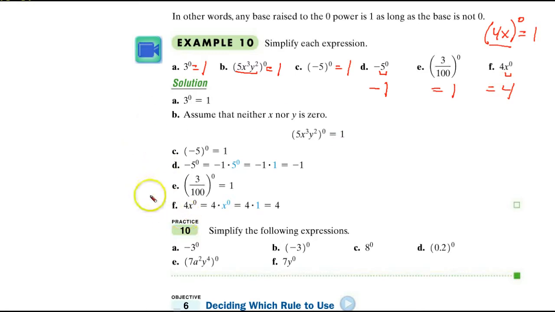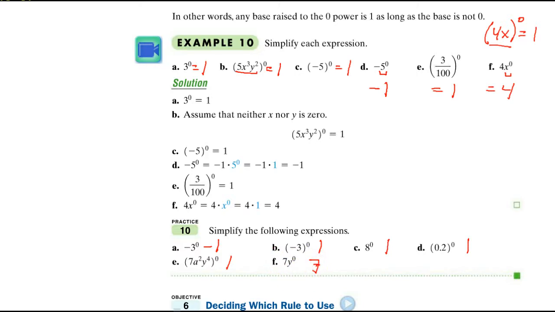Okay? Take a look at this one down here. What's this one going to be? -1. Because the 3 to the 0 is 1. Then you apply the negative. This is going to be a 1. This is going to be a 1. What will this one be? 7. Because y to the 0 power is 1. 1 times 7 is 7.